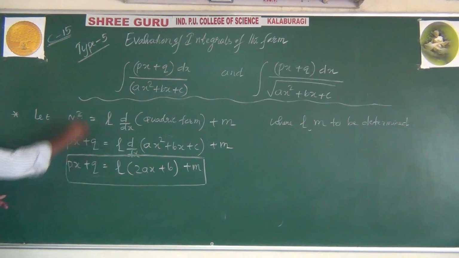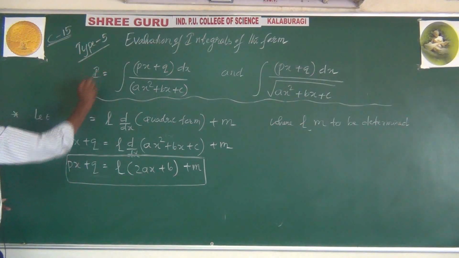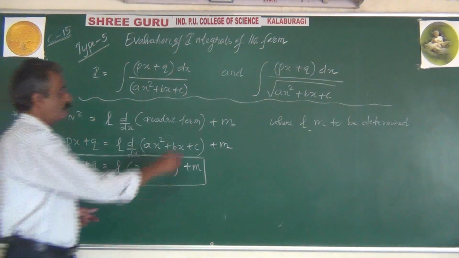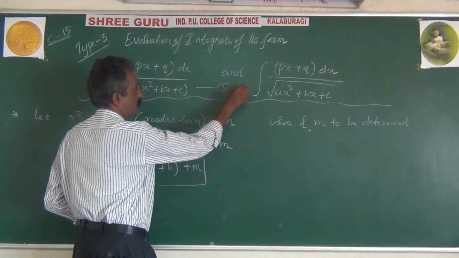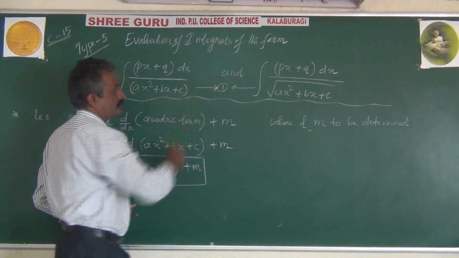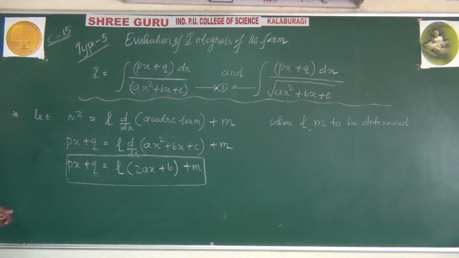At the same time, take this integration as I, there will be nothing wrong with that. You call it as 1 if you wish. Both together will become 1. Call it 2.